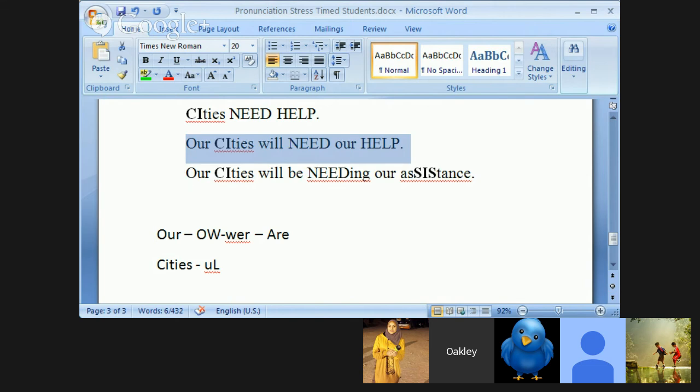Okay. Very good. Abimelech, you want to give this a try? Yes. Cities need help. Okay. Our cities will need our help. Our cities will be needing our assistance. Okay. You could stand to reduce this "will."